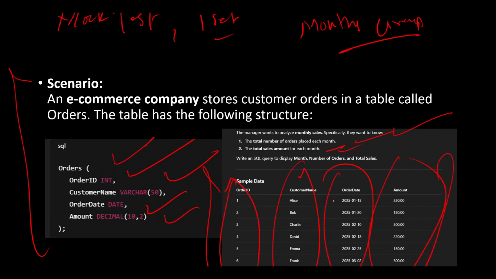For example, if you look here, this is 2025-01-15, that means January. 2025-01-20 also means January. So in January, if you can see here, we have two orders, one from Alice and one from Bob. So for January, how many orders do we have? Two. And what is the amount? 250 and 180, so it would be 430. So this will be our final expected output.